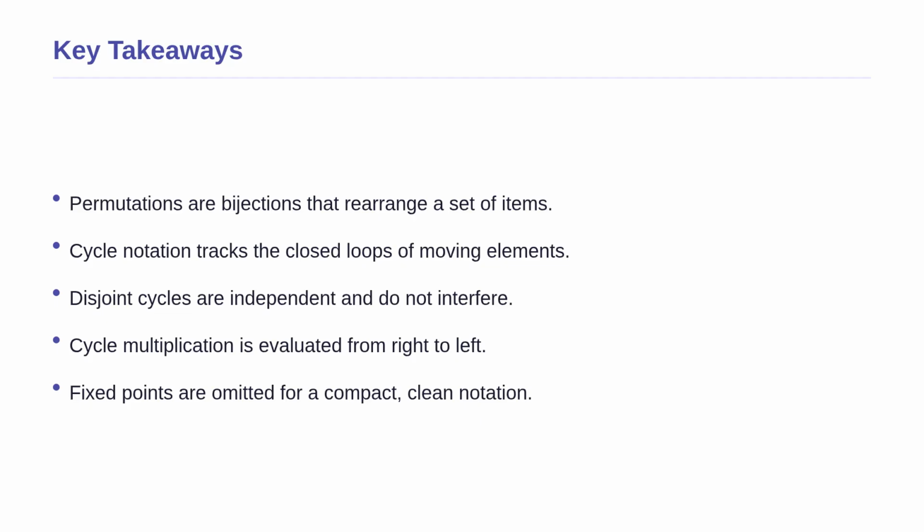Let us summarize the key takeaways from our exploration of cycle notation. First, remember that permutations are simply bijections that rearrange a set of items. Cycle notation is a powerful tool that tracks the closed loops of these moving elements, saving space and revealing hidden structures. We learned that disjoint cycles are completely independent loops.